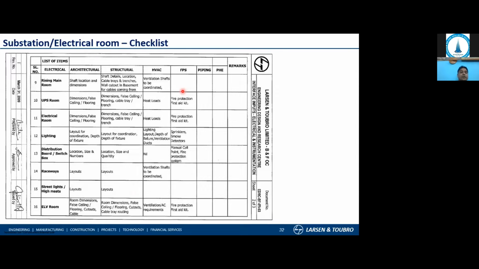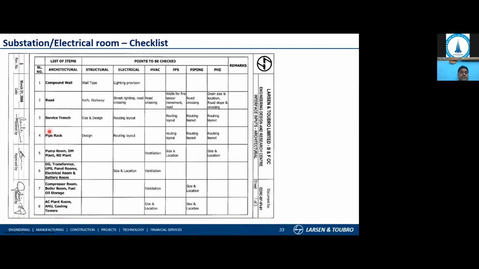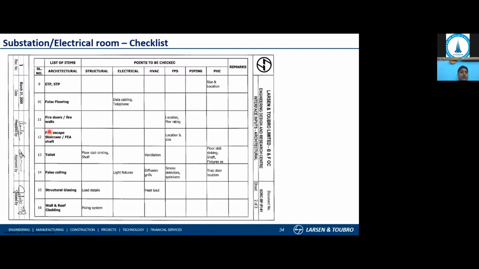And you can see for the rising main, UPS room, electrical room, lighting. Lighting is one area where all the architects will very enthusiastically participate, because that is more of an aesthetic point from their point of view. And from the electrical side, I need to ensure that the lighting design which I make takes care of the illumination. So these are all the checklists, just to give you an idea of the process we adopt to have proper coordination.